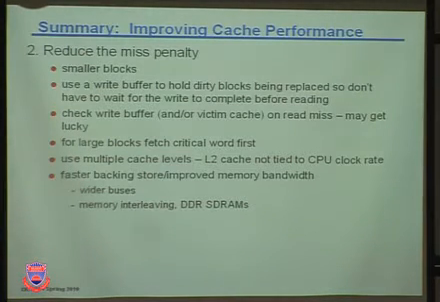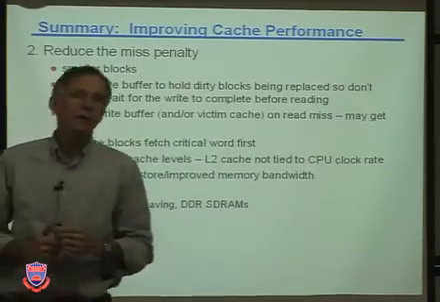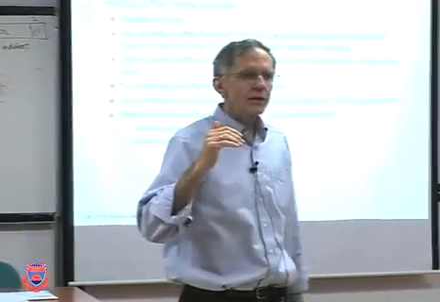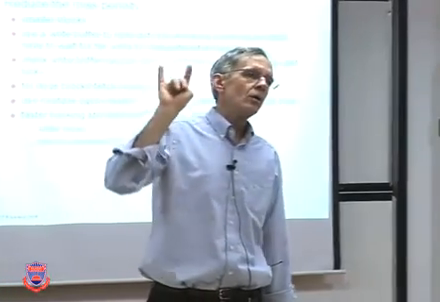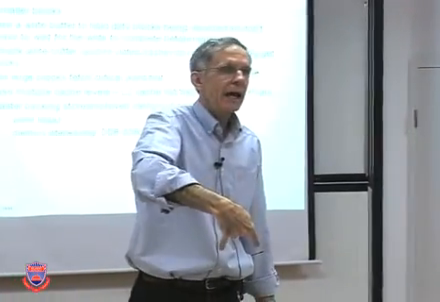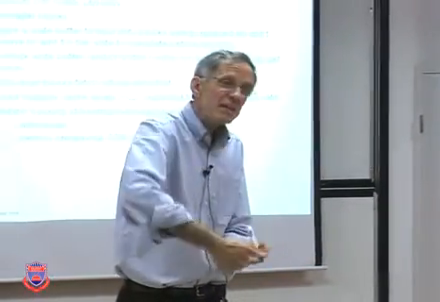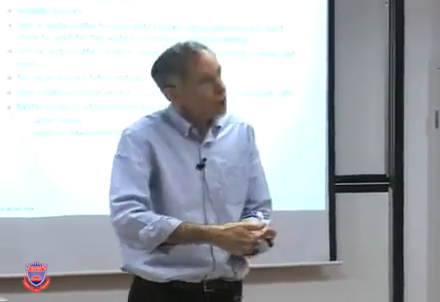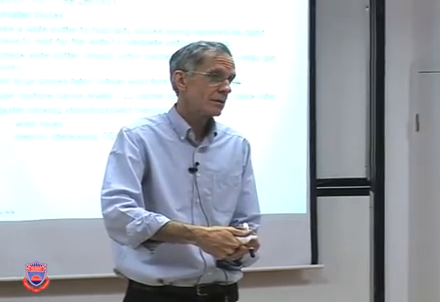Use a write buffer to hold dirty blocks being replaced, so we don't have to wait for the write to complete before reading. So we'll just shorten all that down to use a write buffer. If I use a write buffer, what does it mean? I'm supposed to write into cache over the top of the current value, but I miss. The current value is not there. So what could I do? With no write buffer, what are my choices?